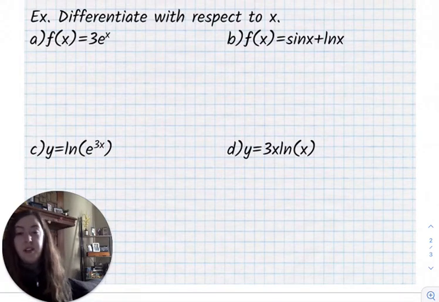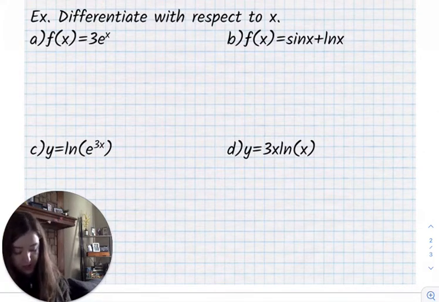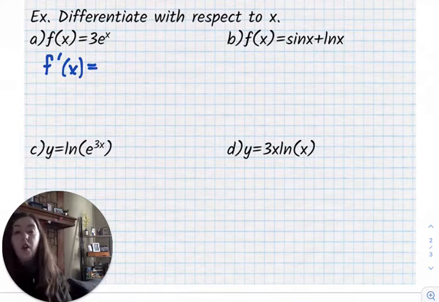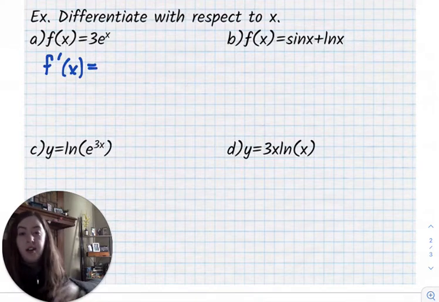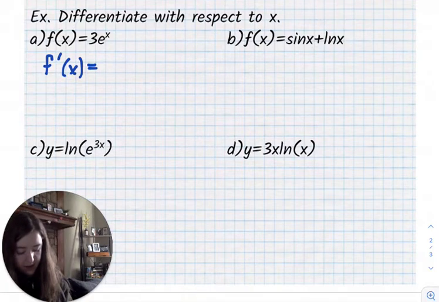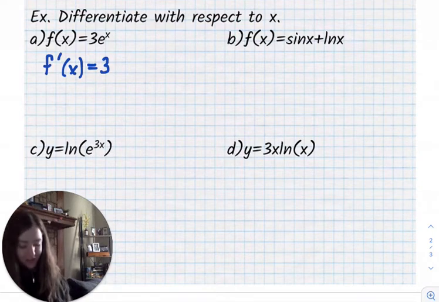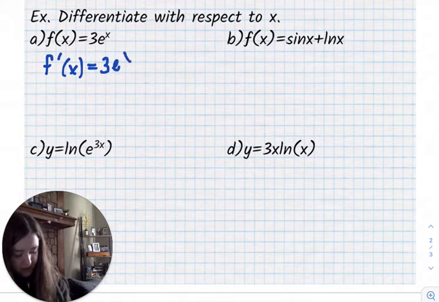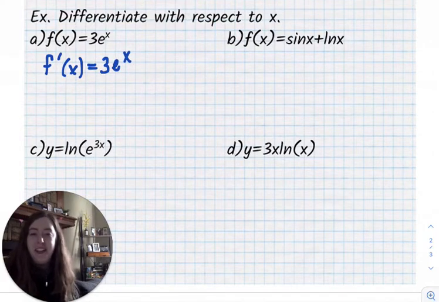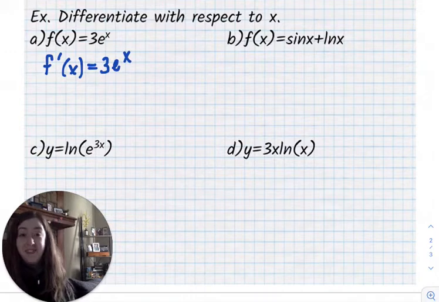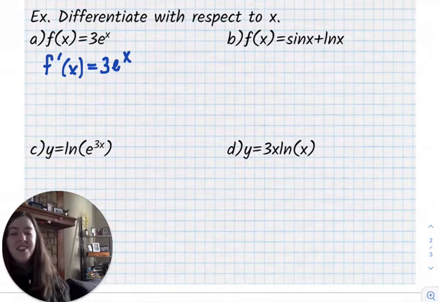This is about to be fantastic. So we're going to take the derivative of f of x equals 3e to the x. Remember, whenever we have a constant times a function and we're differentiating, we just bring that constant with us. And then, what's the derivative of e to the x? e to the x, it's its own rate of change. So the derivative of 3e to the x is 3e to the x. Nice? Right. All right, so let's take a look at b.